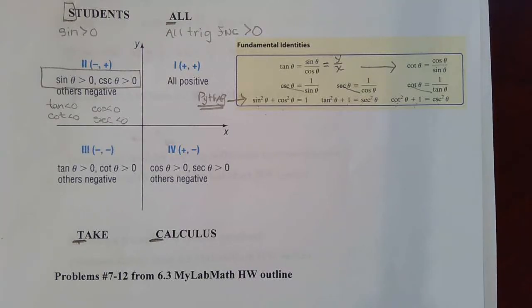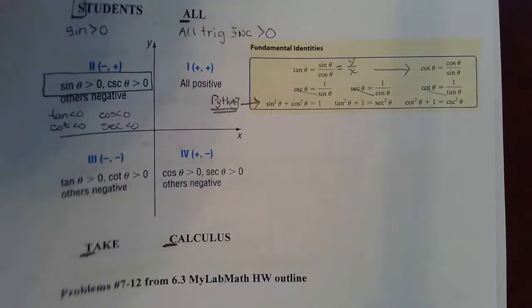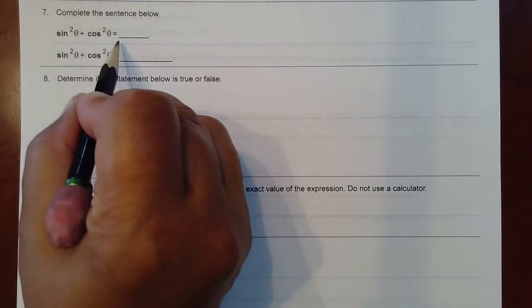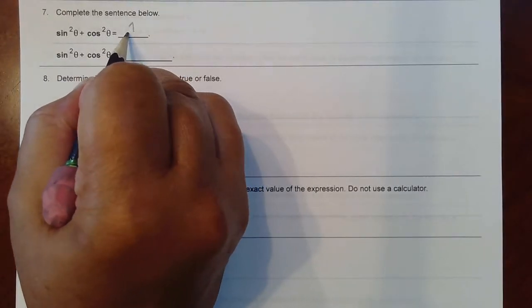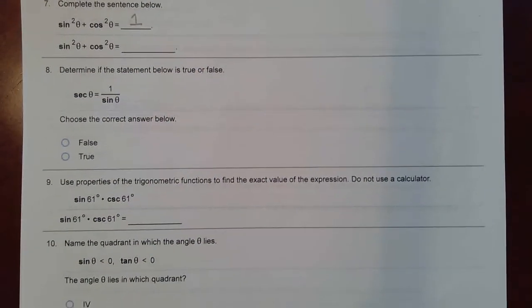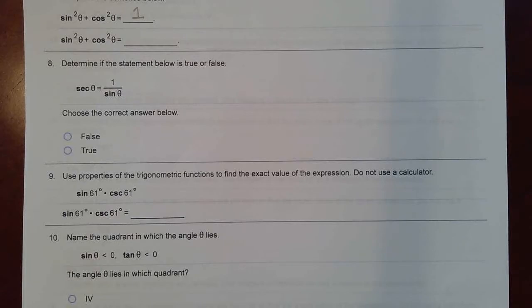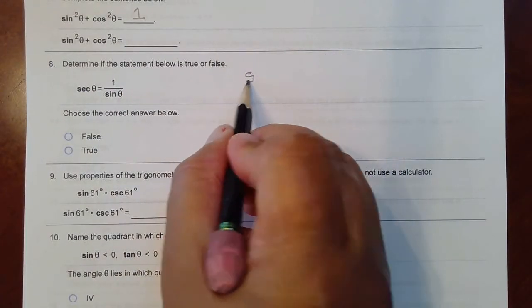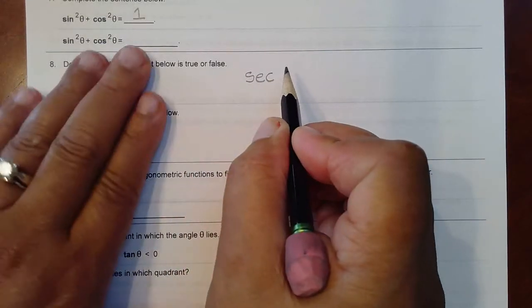Okay, now we can go on to numbers 7 through 12. Okay, complete the sentence. Sine squared plus cosine squared. That's one of the Pythagorean theorems we just looked at. That's that. Determine if the statement is true. I would just write it myself. It's easier to do it like that. I wouldn't look at this right now.